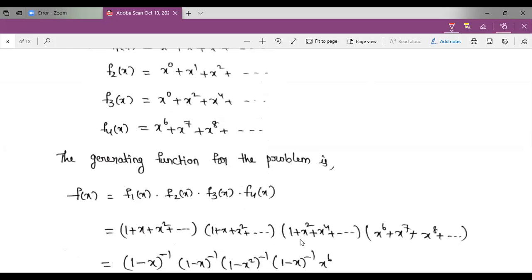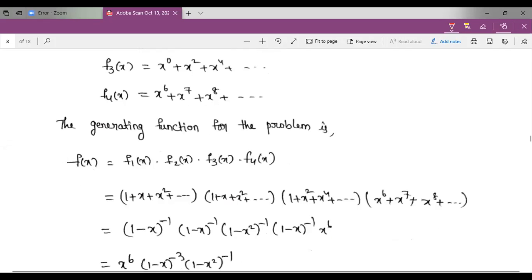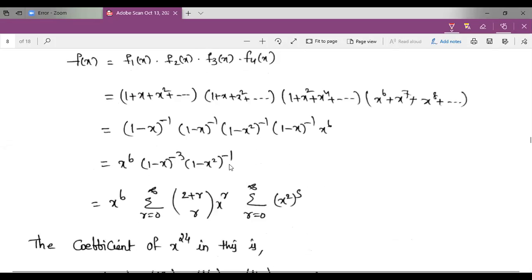Here the series is 1 plus x square plus x power 4 plus and so on, so the binomial expansion is 1 minus x square whole power minus 1. And here we take x power 6 common, and we get x power 6 into 1 minus x whole power minus 1. So simplifying this, we get x power 6 into 1 minus x whole power minus 3 into 1 minus x square whole power minus 1. So this is again of the form 1 minus x whole power minus n, with expansion summation r is equal to 0 to infinity, n plus r minus 1 choose r, x power r. Here n value is 3.